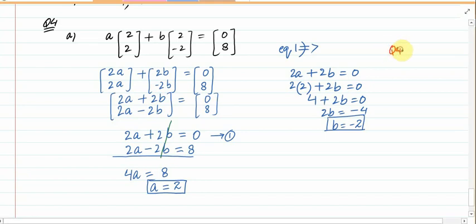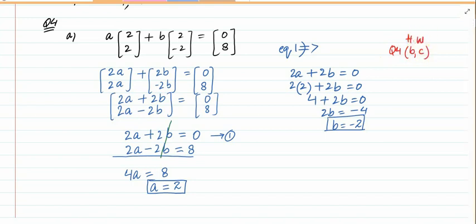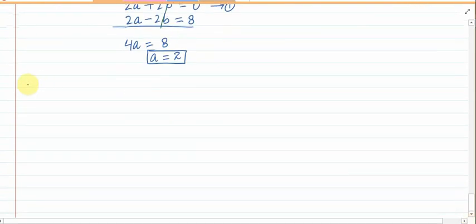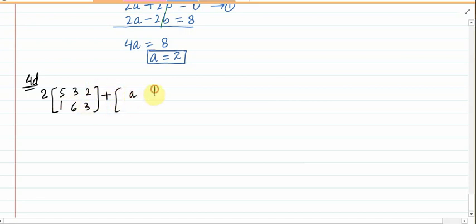Question number 4, part B and C is your homework, and I am going to start with question number 4, part D. It says 2 matrix 5 3 2 1 6 3 plus A, B, C, minus 2, minus 4, 5, minus 2, minus 4, 5 is equal to 9, 12, 6 and D, E, F. That is part D, right?